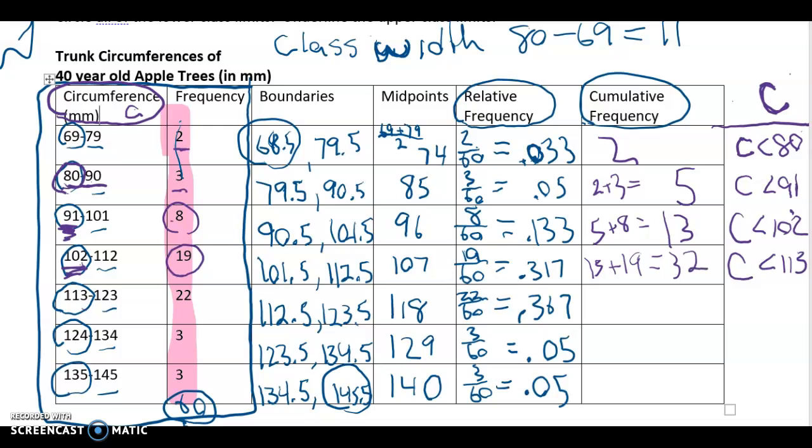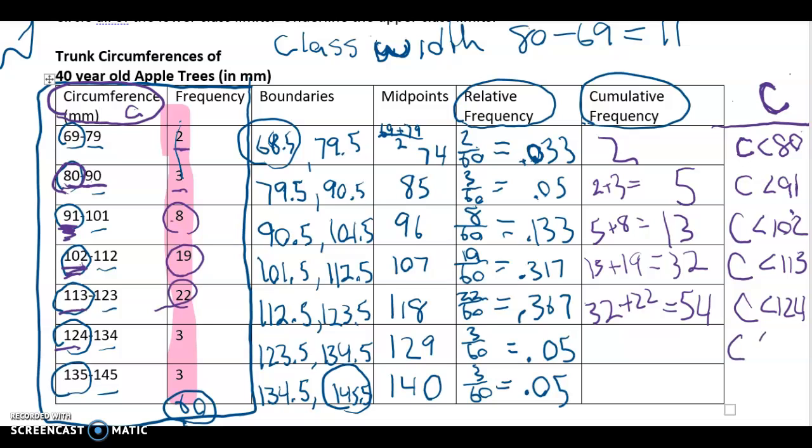The next class would be all the numbers falling before 124. So we'll take our 32 and we're going to add 22 to it. That'll give us 54.